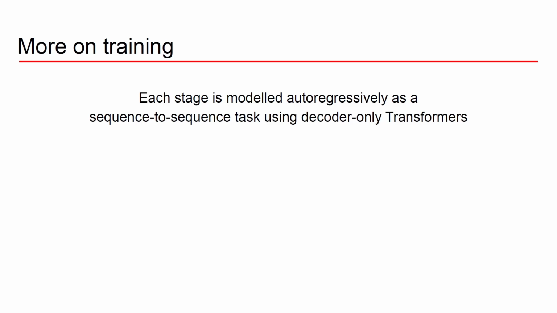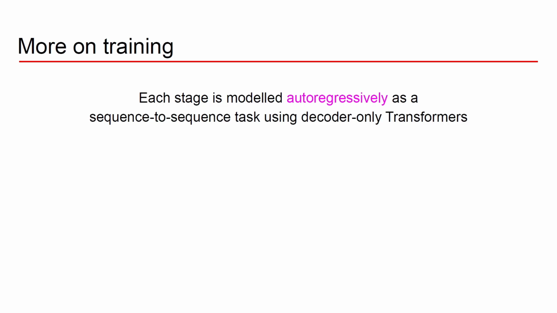So each stage, so the semantic modeling and the acoustic modeling, are modeled auto-regressively as a sequence-to-sequence task using decoder-only transformers. This is a fancy way of saying that we have this problem solved as a sequence-to-sequence task, which basically means we input a sequence of tokens and we generate a sequence of tokens. And for doing that, we use a decoder transformer. And this doesn't come as a surprise because transformers work overwhelmingly well with sequence data. And all of these concepts and ideas for MusicLM are sort of derived from NLP, where transformers are just the king architecture. In this sentence, we have a fancy word, which is autoregressively. So what's an autoregressive model?